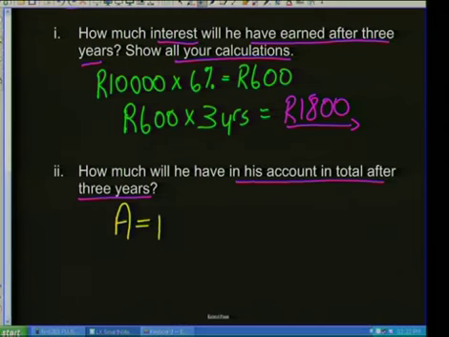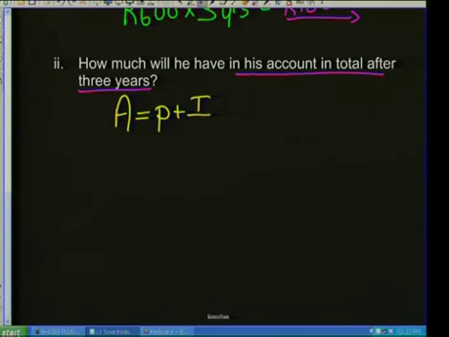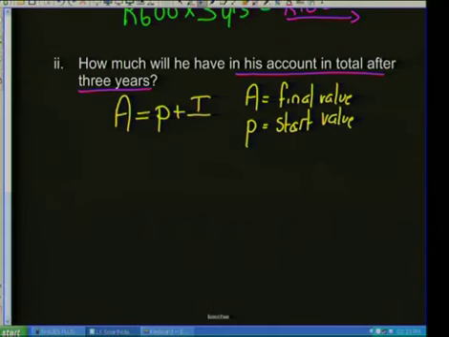We've got a formula. It's A equals P plus I. A is what we have in the bank account. This is our final value. So I'm going to write this out. A is the final value, the final amount. P is your principal, or what you started with, so the start value. And I is the interest.